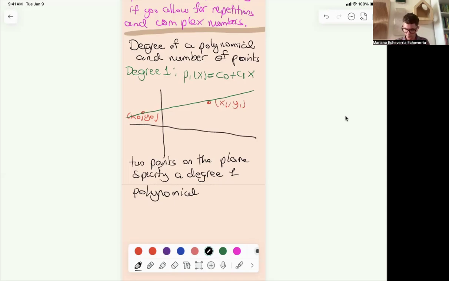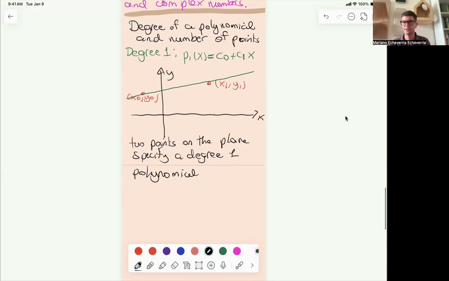So if you thought about these 2 points as being given, so they are points that you know, right? Determining the polynomial is the same as saying that you have to find C0 and C1. So the goal would be to find C0, C1 in terms of x0, y0, x1, y1, right?